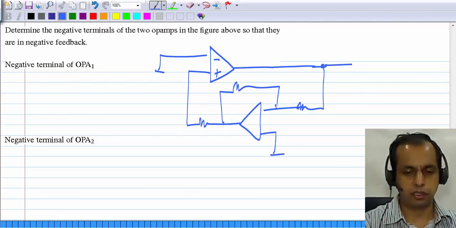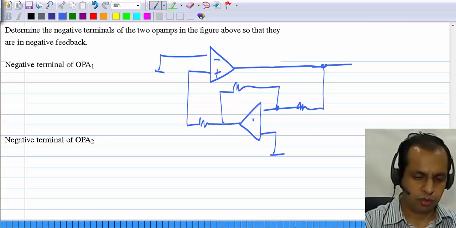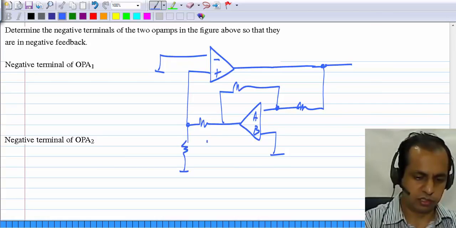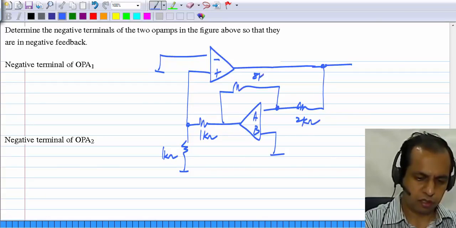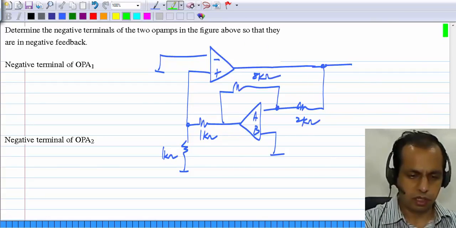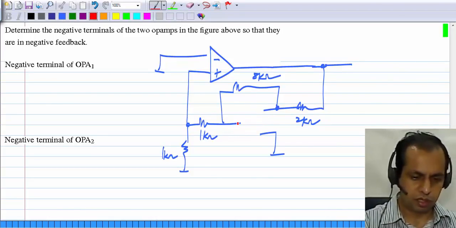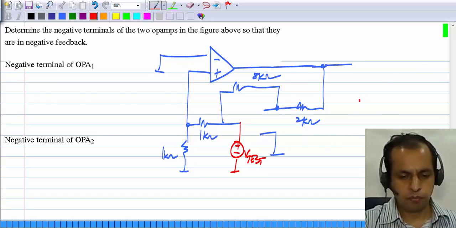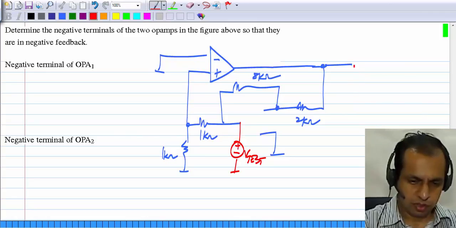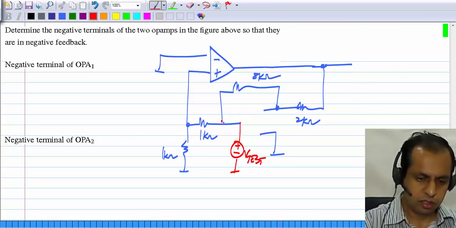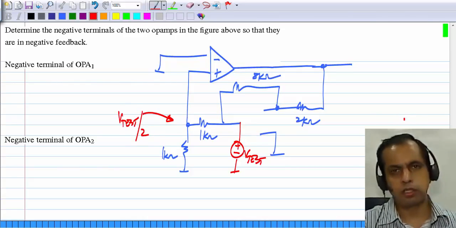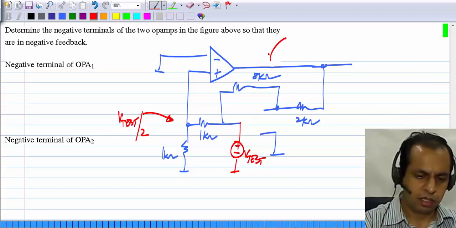Again, I have deactivated the independent sources because they play no role. So this is A and B. We have to find which one is negative. Okay, there is another resistor here. So again, I remove this op amp and apply a test voltage where its output was. What do I get? First of all, here at this point I'll get Vtest divided by 2, and here I'll get some positive number.